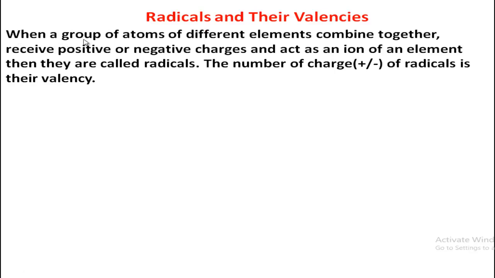Now we will see the valency of radicals. At first, what are radicals? When a group of atoms of different elements combine together, receive positive or negative charges and act as an ion of an element, then they are called radicals. The number of charges, positive or negative, of a radical is its valency. Already you know about radicals.